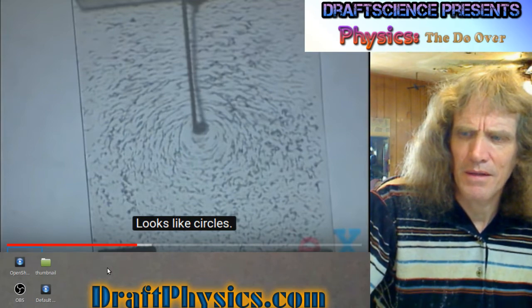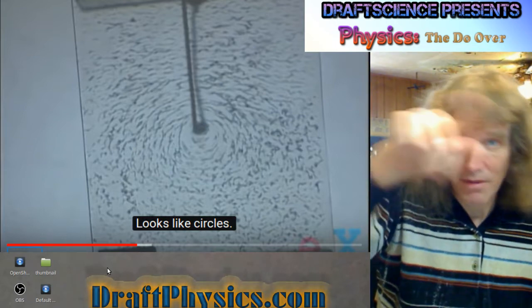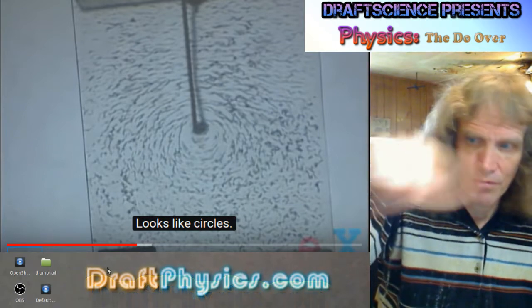So what else needs to be said about that? So again, that's just an effect. There's nothing swirling around the wire. There's no right hand rule thing spinning.